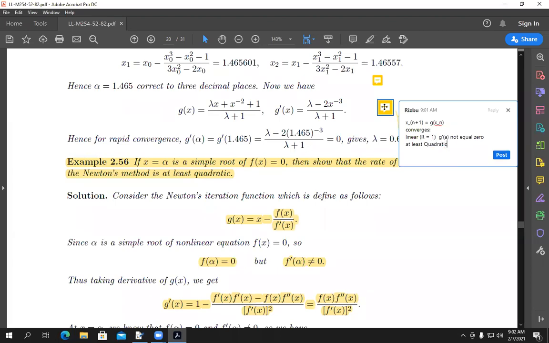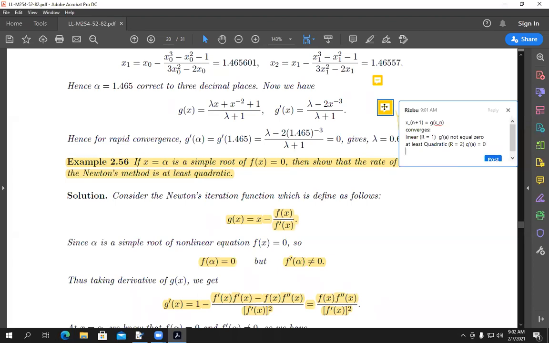Then we say at least quadratic. And at least quadratic means what? Minimum r equal to 2. Minimum. It does not guarantee one; maybe 2, maybe 3, maybe 4. And what is the condition? g dash at alpha should equal to 0.